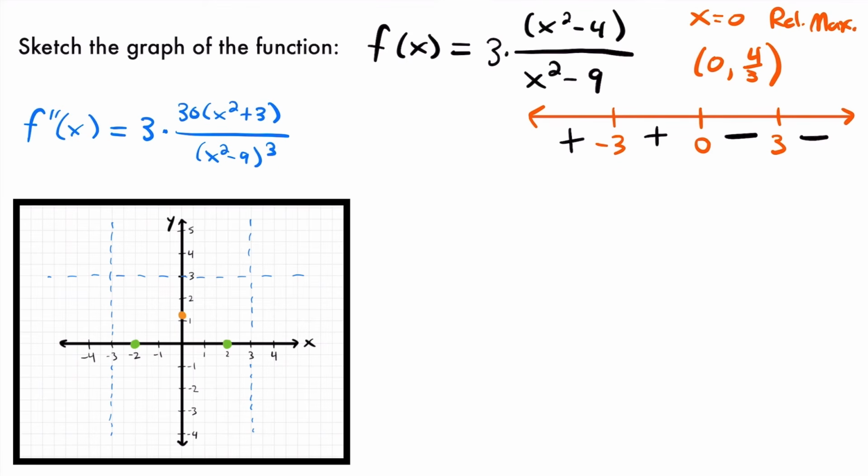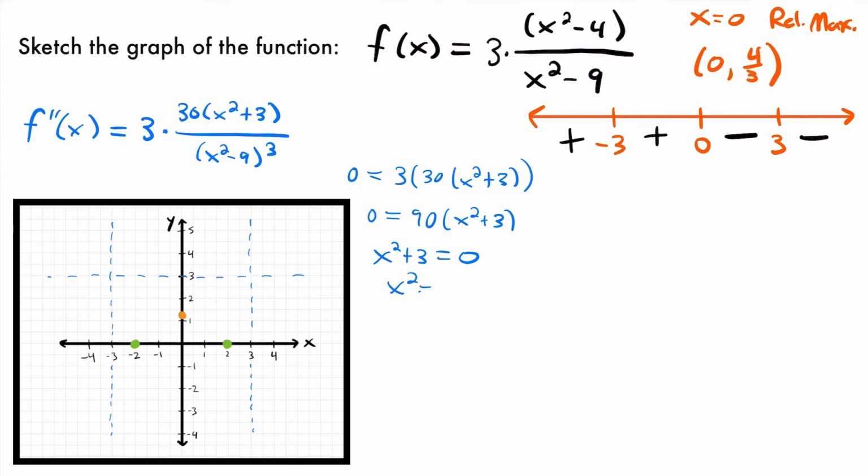And so when we set our second derivative equal to 0, we'll have 0 is equal to 3 times 30 times x squared plus 3. And if we simplify that a little bit, we'll have 0 is equal to 90 times x squared plus 3. And so then we can set this x squared plus 3 equal to 0. So we'll have x squared plus 3 equals 0. And then we'll have x squared equals negative 3 if we subtract 3 from both sides. And now we can see that if we were to take the square root of both sides, you can't take the square root of negative 3 and get a real result.